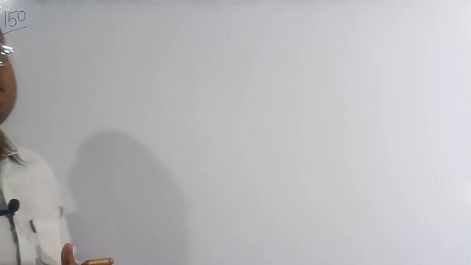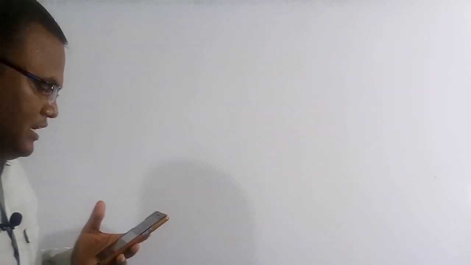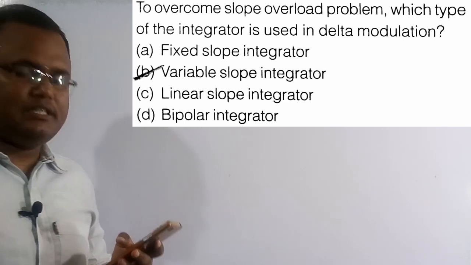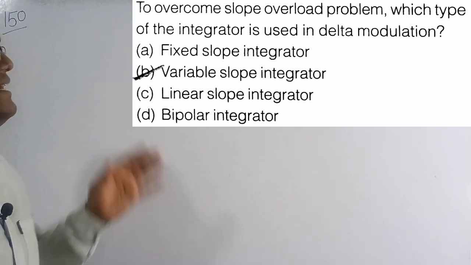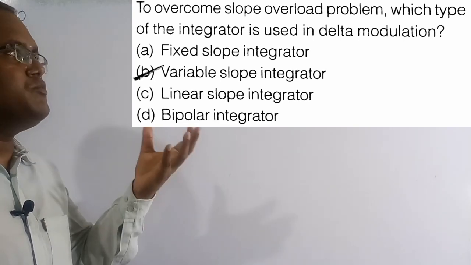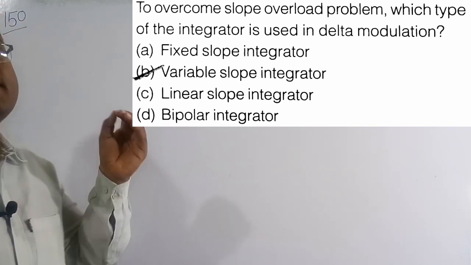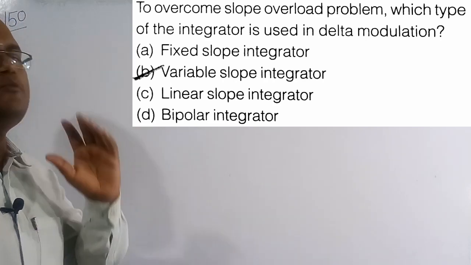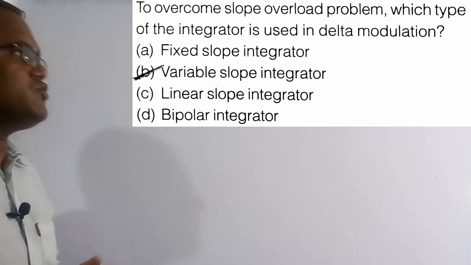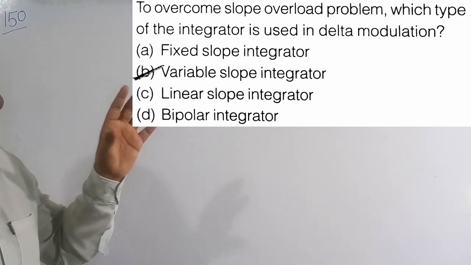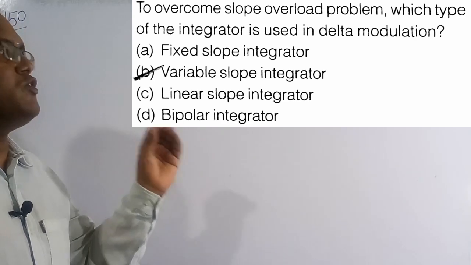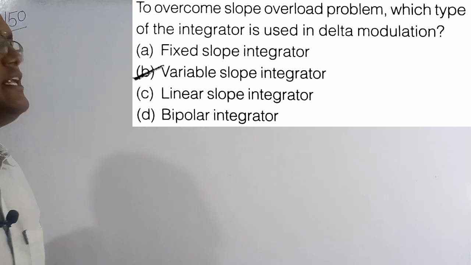So now we are going to solve the last question of this lecture. See the question here. To overcome the slope overload problem, which type of integrator is used in the delta modulation? Basically in delta modulation there is a problem of slope overload. If you want to remove that, what type of integrator must we use in the delta modulation? This is the question they are asking. What are the four options? Option B, variable slope integrator. If you use the variable slope integrator, what happens? Basically it is going to remove the slope overload problem in the delta modulator.